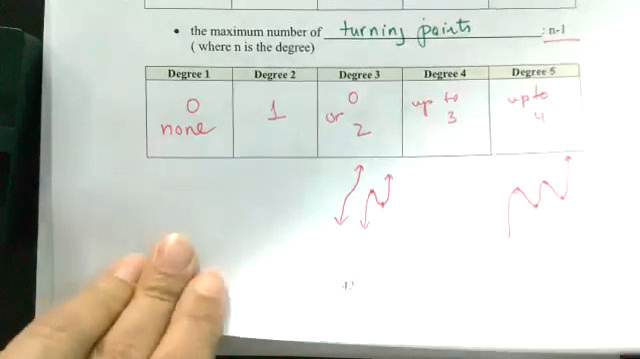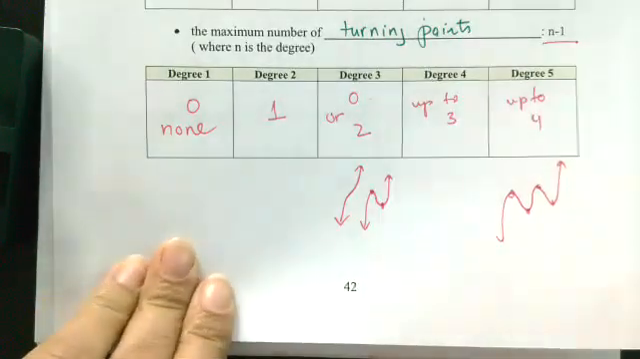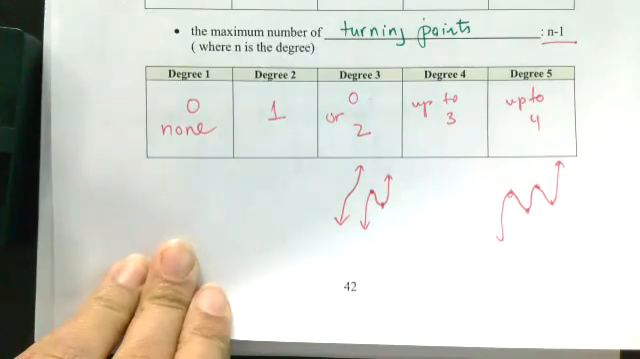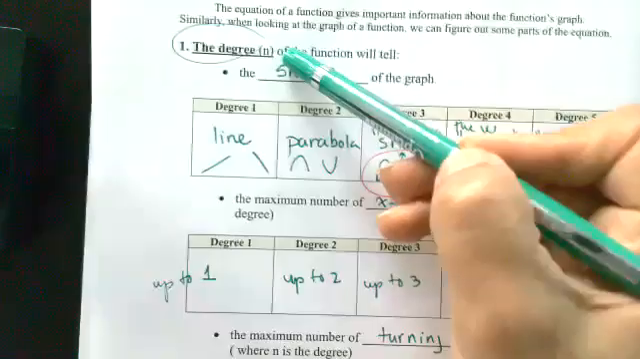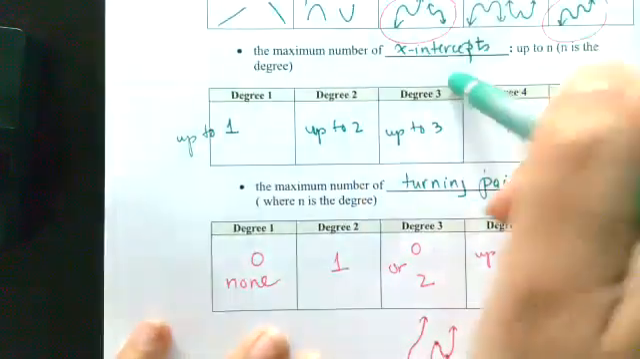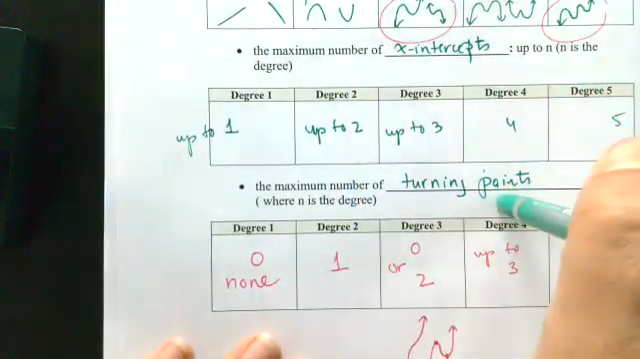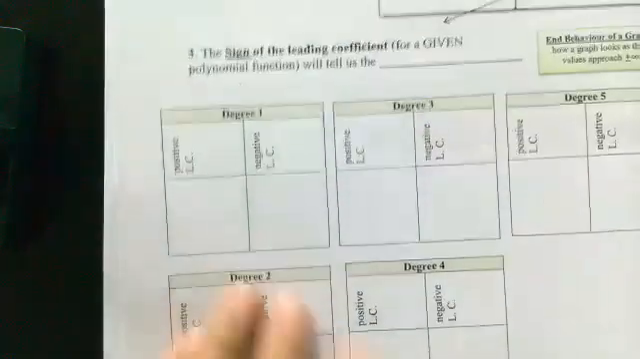We'll talk about the shapes a little bit later. We're going to add a little bit more to the shapes later. So for degree, 3 pieces of information: shape, what kind, how many x-intercepts, and how many turning points, up to for both of the last 2.